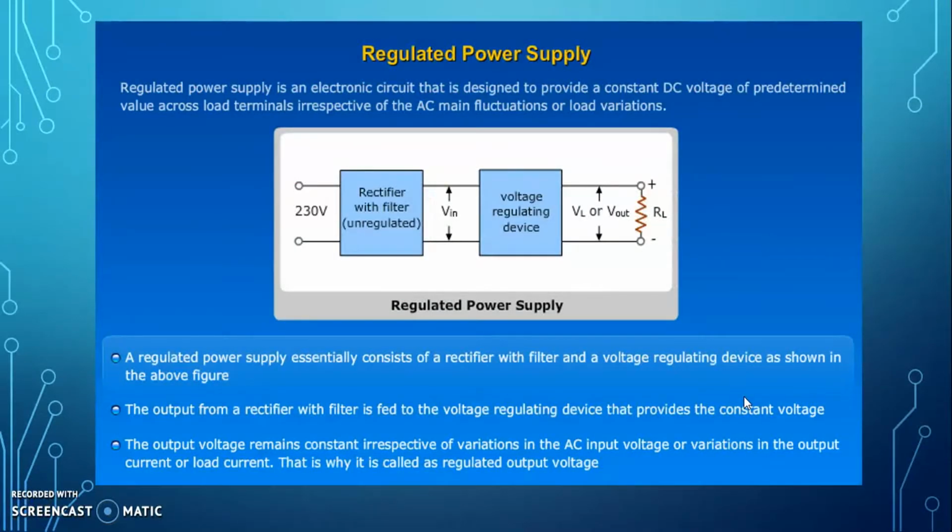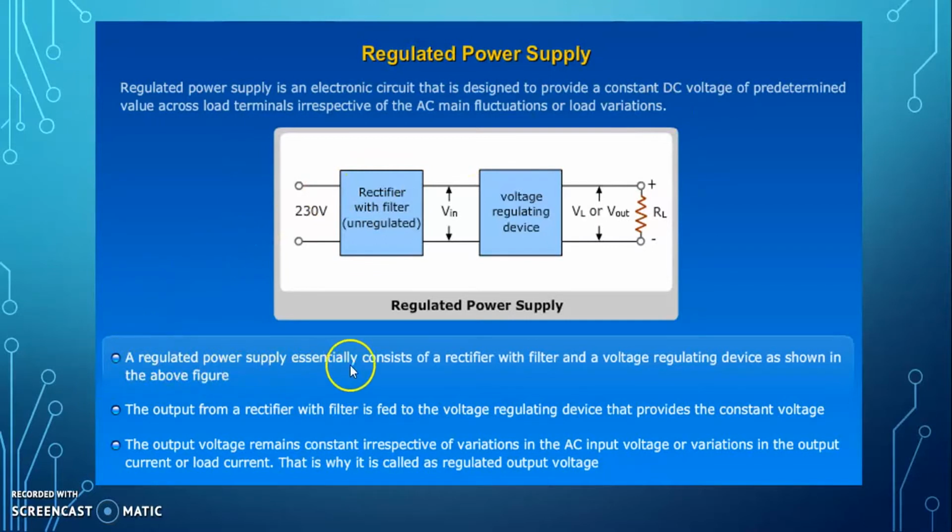Before we discuss the details of various voltage regulator ICs, let us first understand the regulator power supply. The regulator power supply is an electronic circuit that is designed to provide a constant DC voltage of predetermined value across the load terminal, irrespective of the AC mains fluctuation or load variations.